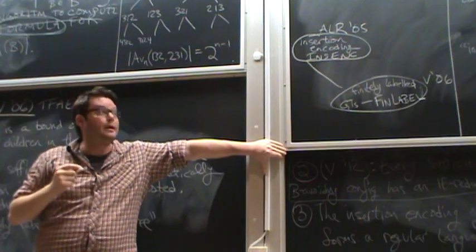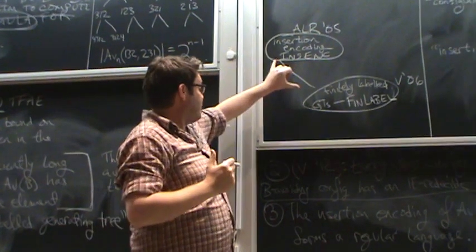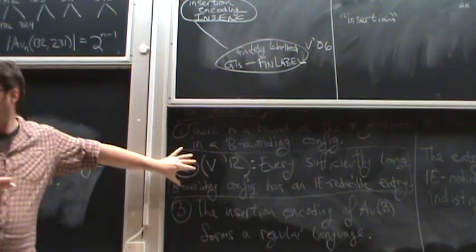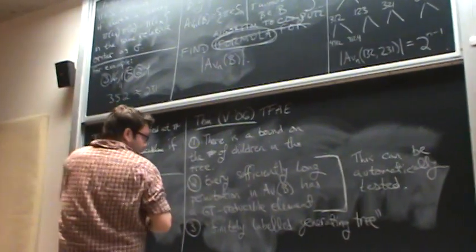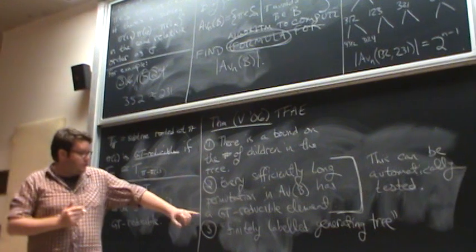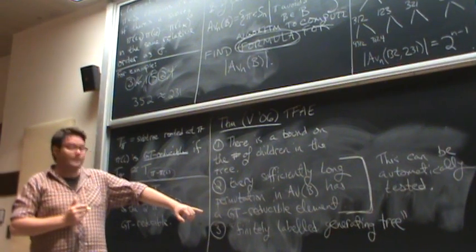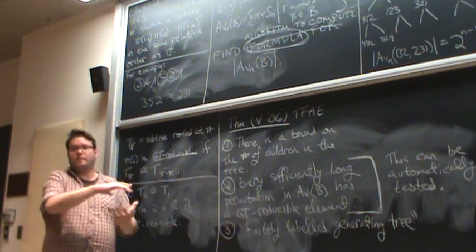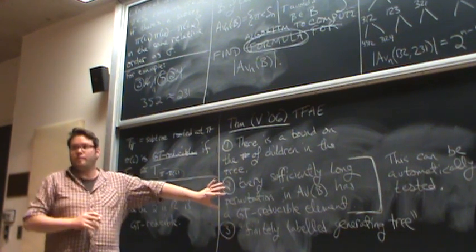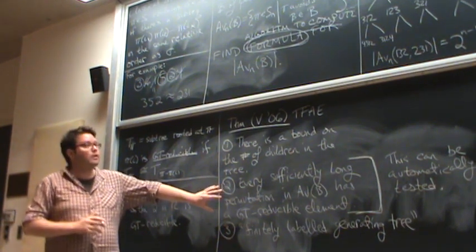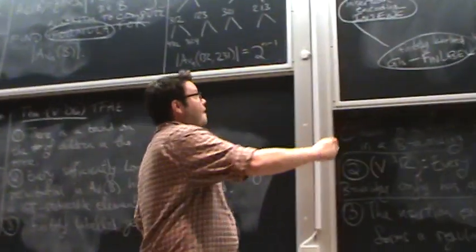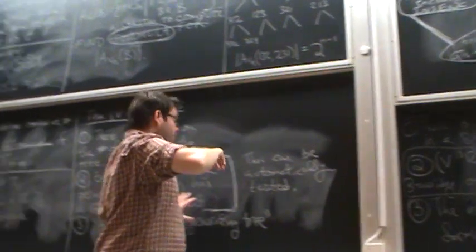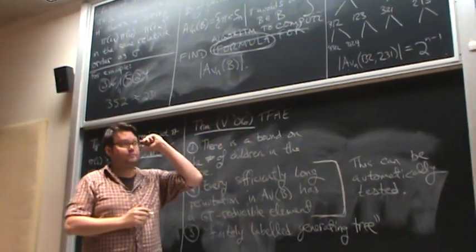Yeah, automated that. The other thing that you can see when you look at this definition of IE reducible is that if you have a GT reducible element, that's actually IE reducible for any configuration whose underlying permutation is the one with that GT reducible element. So we get this inclusion right here immediately from the fact that a GT reducible is an IE reducible.